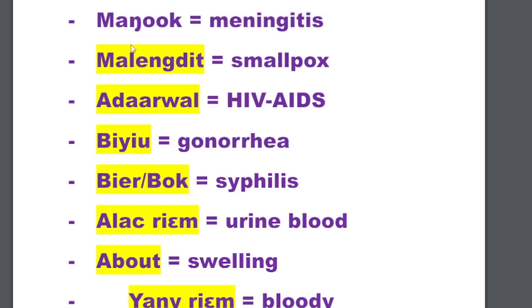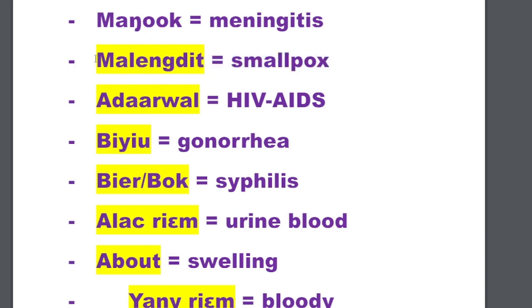Another common disease is called malengdit. Guys, this is the name of my father. Now we have seen it is called smallpox. It's a virus. My father is called Malek, but when we add dit, it is a way of honoring. Malek dit means big. This is a common type of disease. As we can see, it's called smallpox.